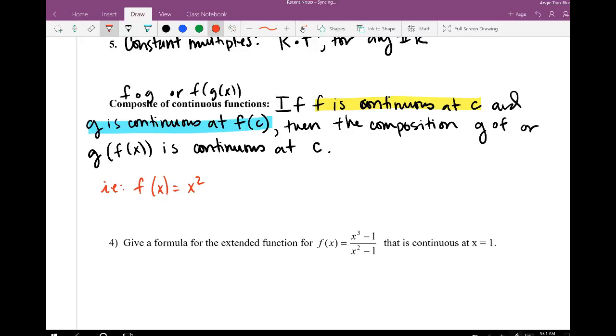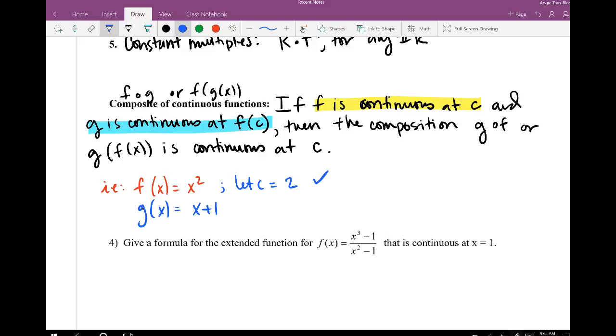So what if I give you g of x? Let's say g of x is, I'm making this up, x plus 1, okay? So the first thing is that, hey, is f continuous at c? So let's pick a c value. Let c be 2, okay? Sure, check. F is definitely continuous at c.